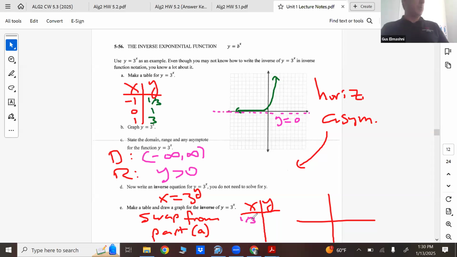A bracket is one that includes the number. Brackets mean included, so we're going to use parentheses in this case, because it's not included. What if it's greater than 0? You still just do parentheses, 0, comma, infinity. Yeah, because you're going towards infinity.